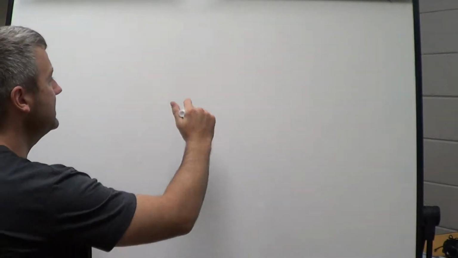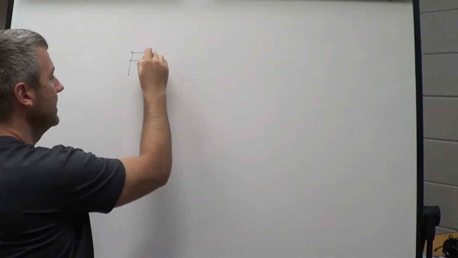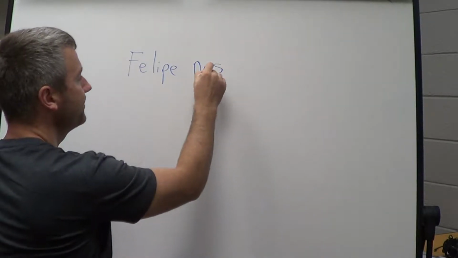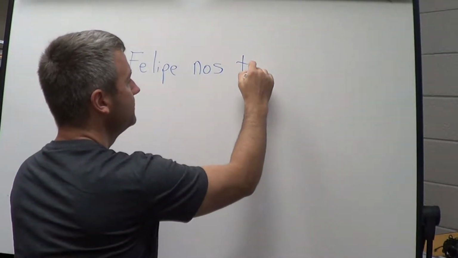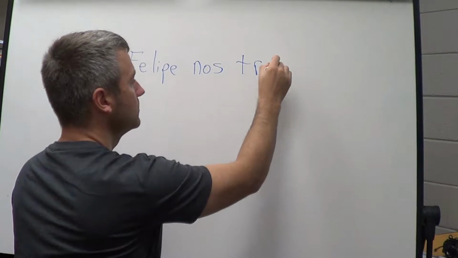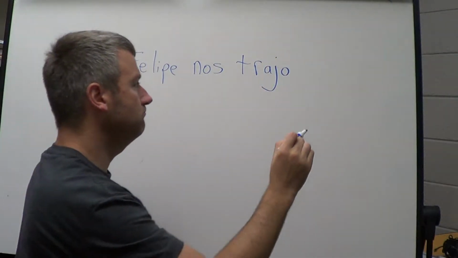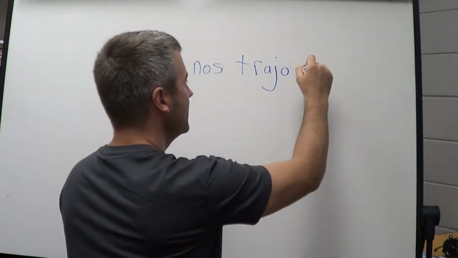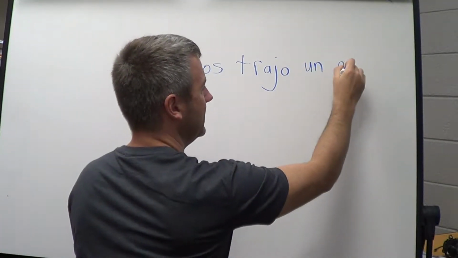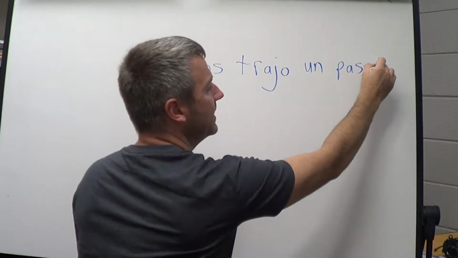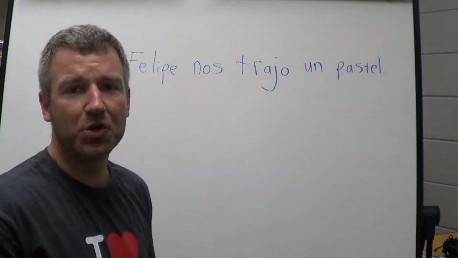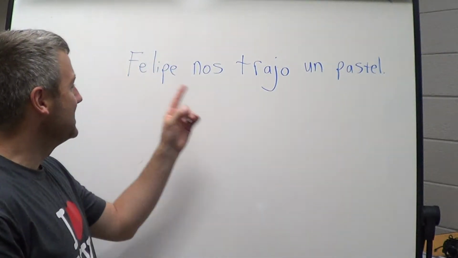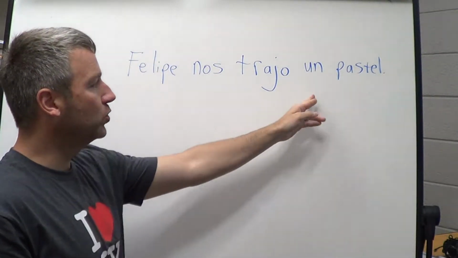I'm going to say that Felipe nos trajo. What could Felipe have brought us? Felipe brought us un pastel. I must be hungry because I keep using terms that have to do with food in these videos. Alright, so Felipe nos trajo un pastel.